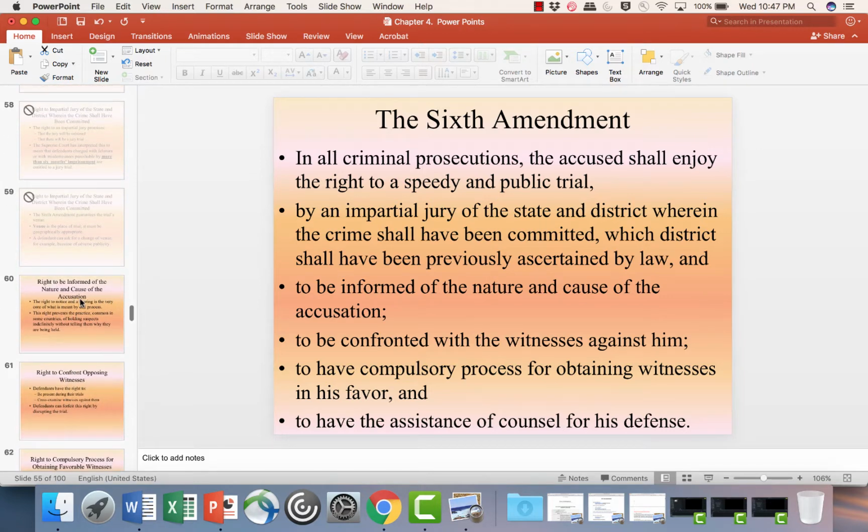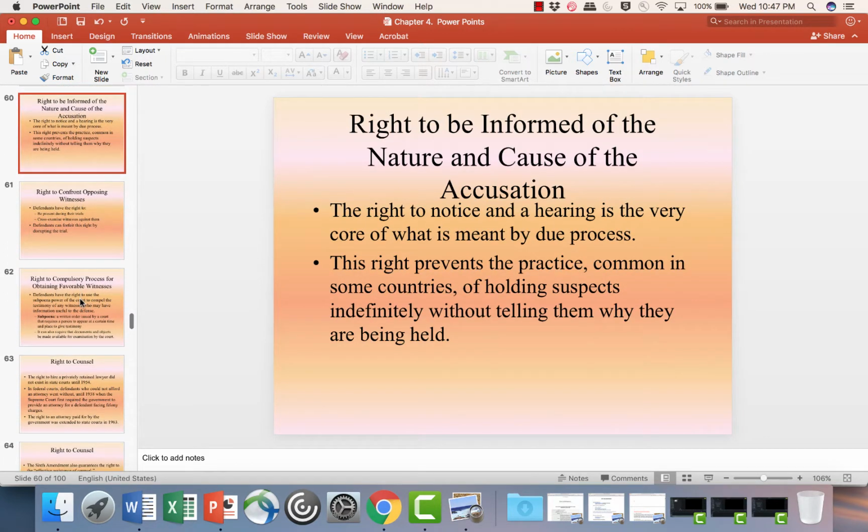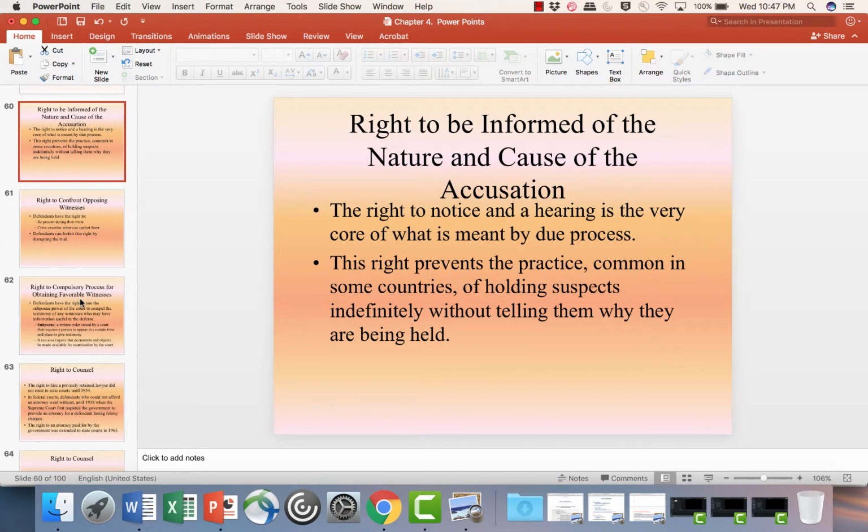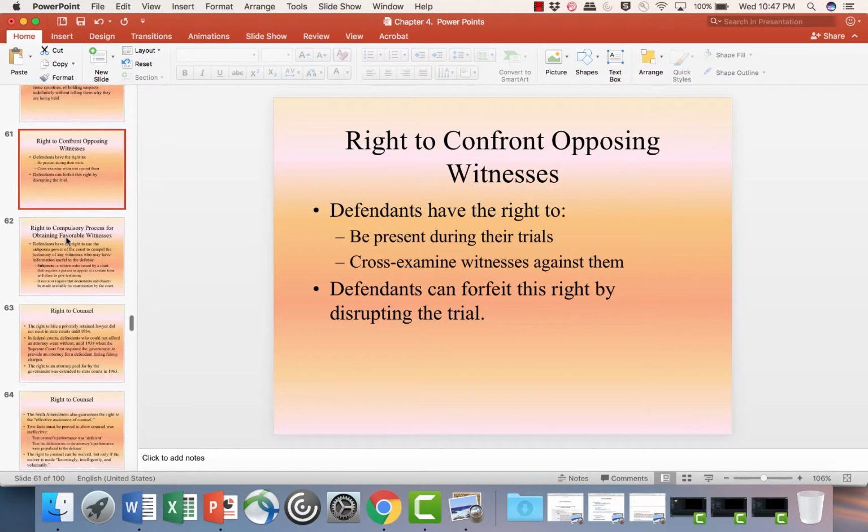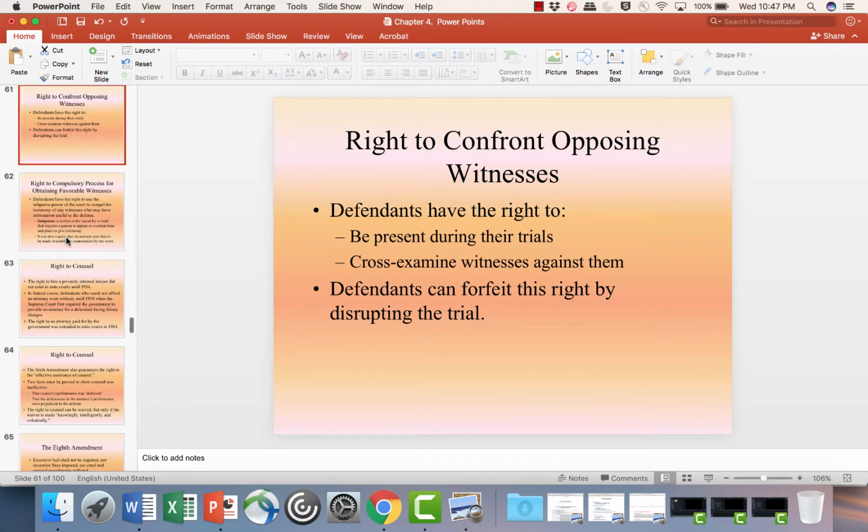And so, there's a long history about the Sixth Amendment, and the right to be informed of the nature and cause of the accusation. If you're coming into court, you have to have had the right to notice and a hearing, which is the very core of what we're talking about with due process. And this right prevents the practice of holding suspects indefinitely without telling them why they're being held. So we need to articulate why you are under arrest under the Sixth Amendment.